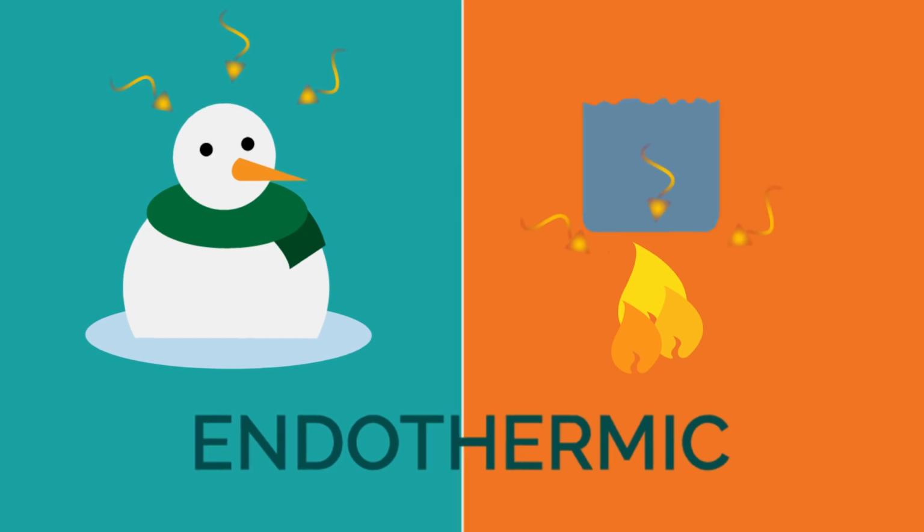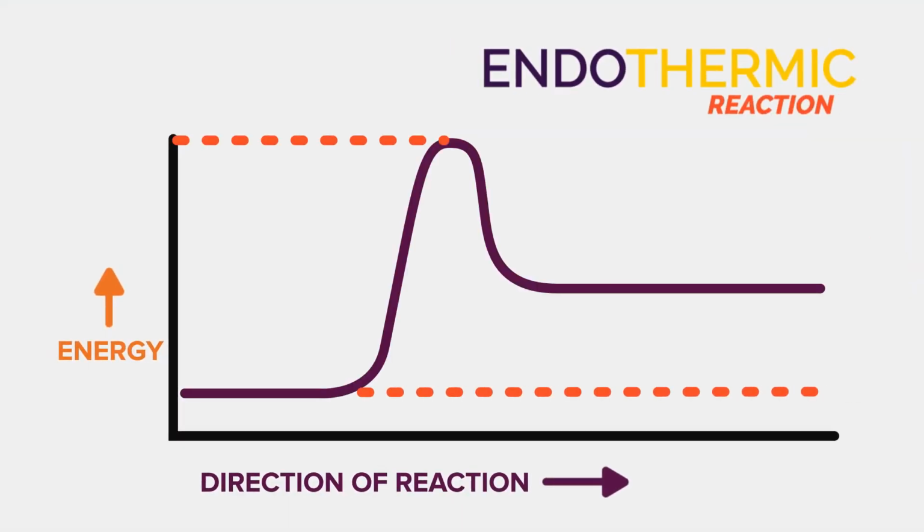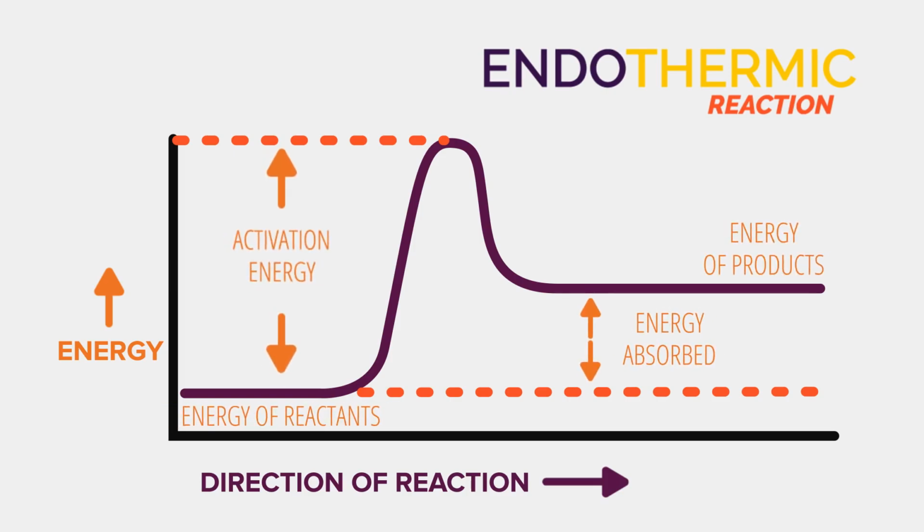to gas. Because in endothermic reactions energy is added to the reaction, the energy of the products is higher than the energy of the reactants. And so the energy curve looks like this.